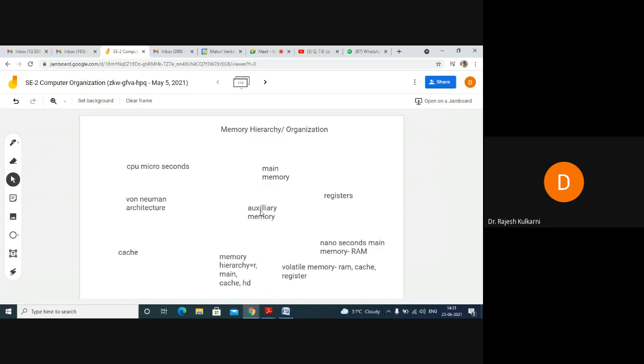What are the characteristics of auxiliary memory or electromechanical devices? They are cheaper, they can have high storage, and they have slow speed as compared to the others. The speed is in seconds.